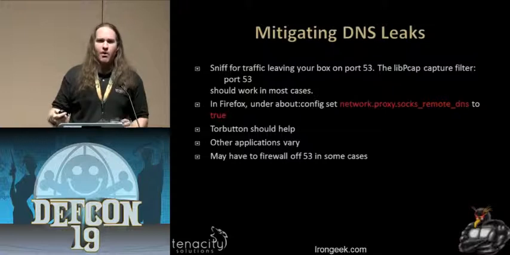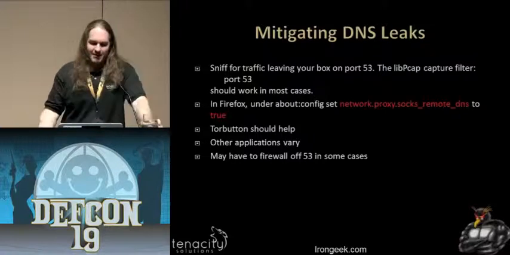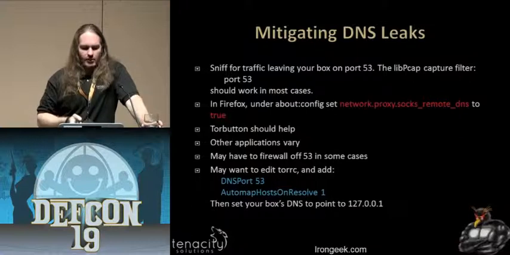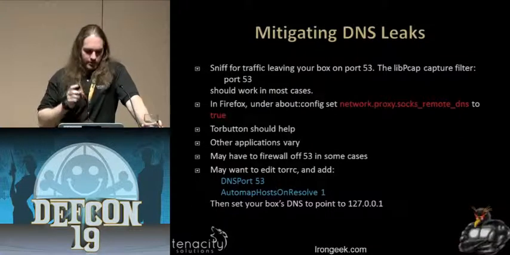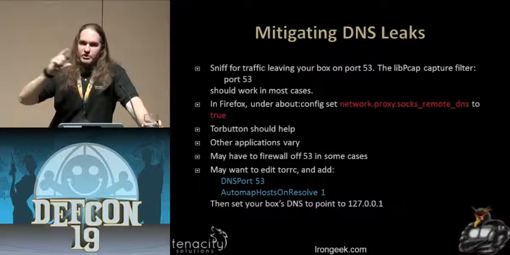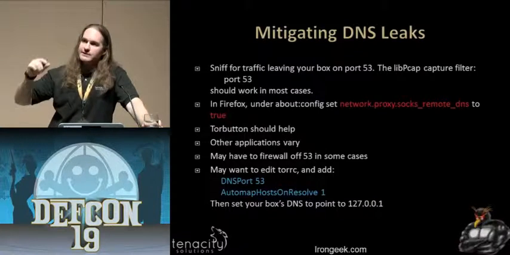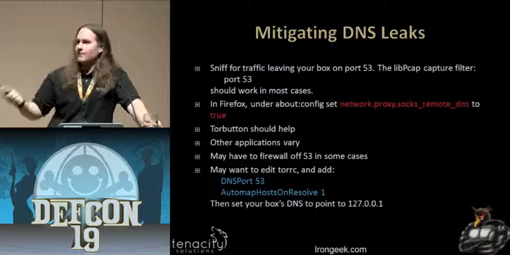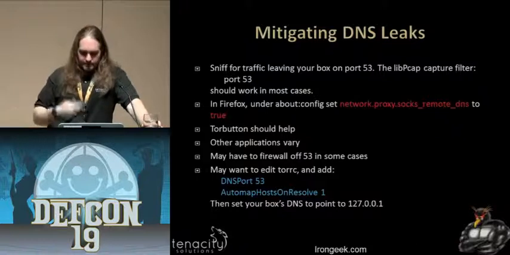You may have to firewall off machines. Blocking port 53 entirely might be an option. Another option out there is inside of Tor, you can edit the torrc file, and there's a setting called DNSPort. You set DNSPort to 53, and your local machine will now have a DNS server on it, and you can set your machine to use that as its DNS server in your IP settings, so that hopefully that will totally mitigate the problem of people being able to see your DNS traffic and figuring out where you're surfing.